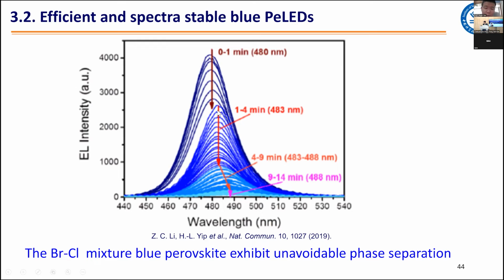There are some problems for perovskite materials if we mix these halides, especially bromide and chloride. When we apply light or voltage, the spectrum will shift, and we call it phase separation, because one is the bromide perovskite and one is the chloride perovskite. They separate into two phases. So this is the challenge. So how can we make sure the perovskite emission in the blue is stable?